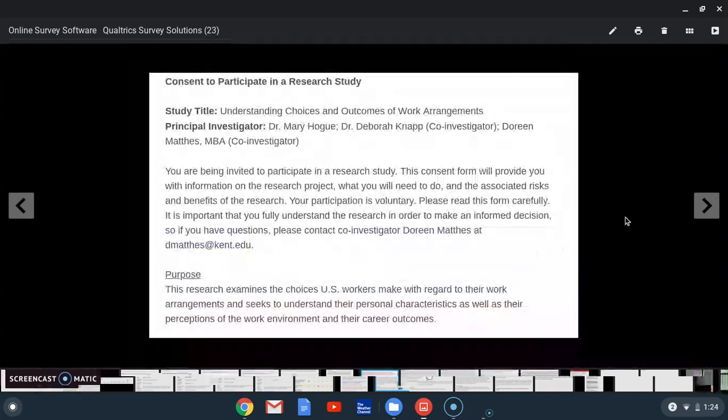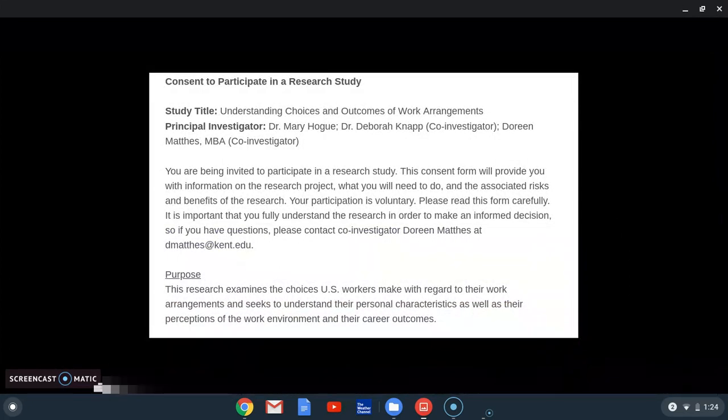Another example, this one, consent to participate in a research study. So again, your informed consent, the title and the principal investigators. This one is a little more involved. So there's the typical, you are being invited. Your participation is voluntary. Read this form carefully. And there's the co-investigator for questions.